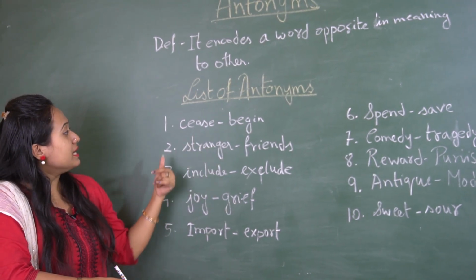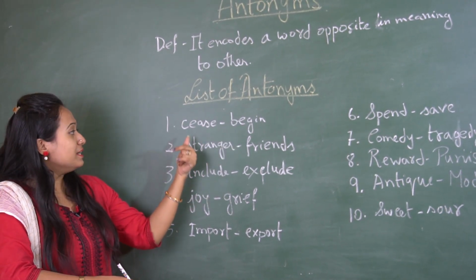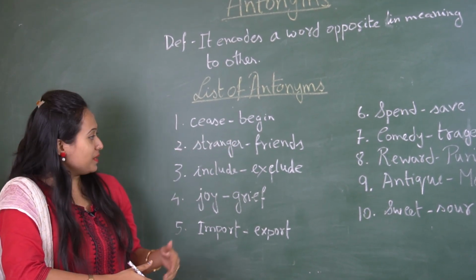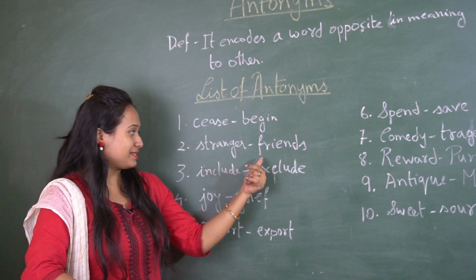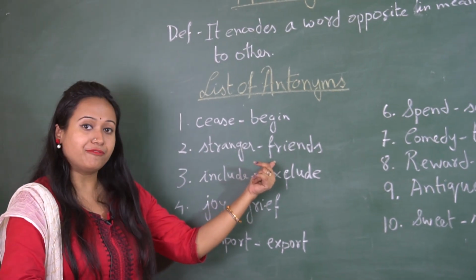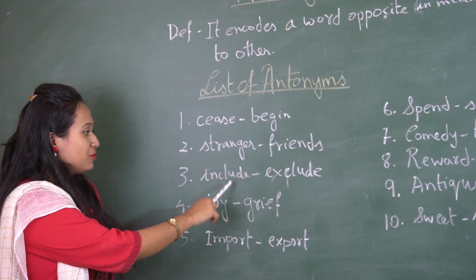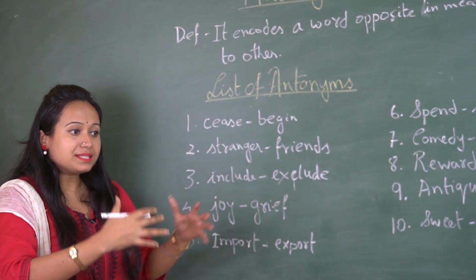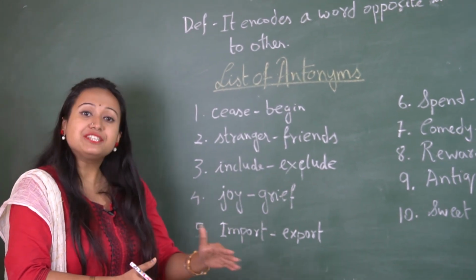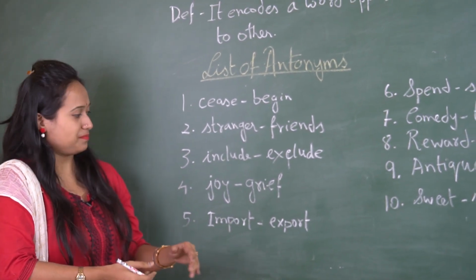Let's begin. Cease and begin. So cease means to stop and begin means to start something. Stranger, friends. A person whom you don't know is called a stranger, and the one whom you know is your friend. Number 3, include and exclude. Including means to make someone a part of that particular thing. And exclude is you are detaching that person, you are removing that person.